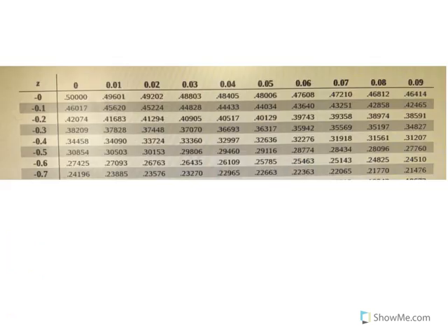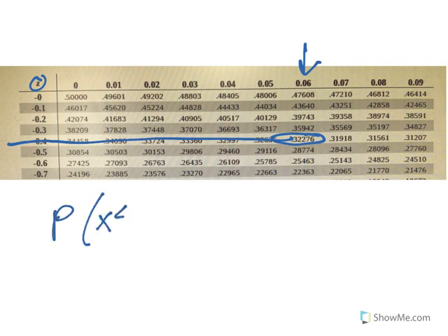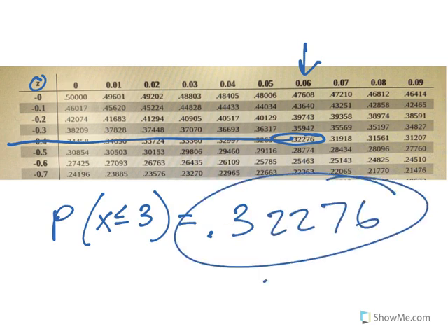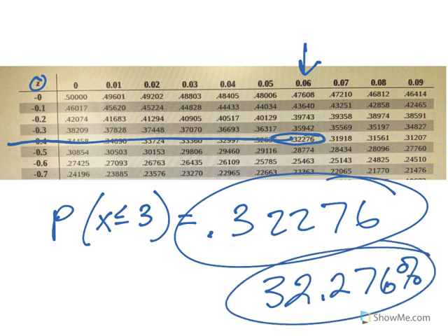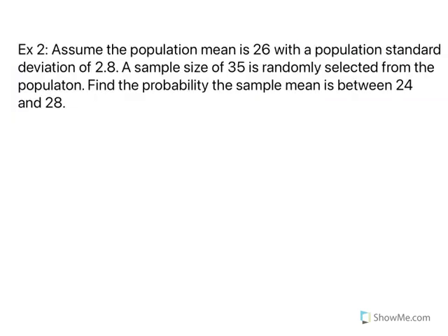So I go to my table, or you might be using a calculator. So on our z-score table, here's negative 0.4, here's 0.06, so this is my value right here. So my probability of x being at most 3 is 0.32276, or roughly 32.276%.